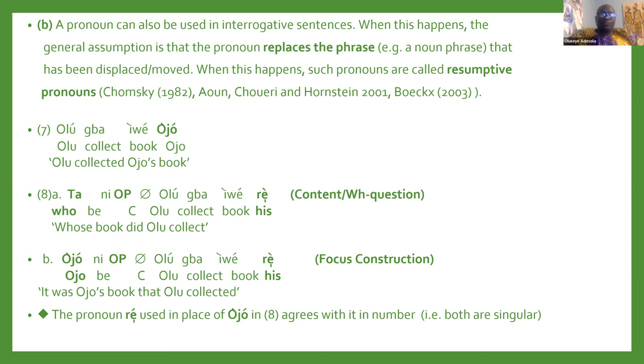The same thing happens in focus construction. You can say Ojoni Olugba Iwire. The expectation is that re there is the pronoun that is used in place of the element that was moved, in which case, in 7 and 8, re being the pronoun agrees in number with the antecedents, ojo and olu, which are both singular.